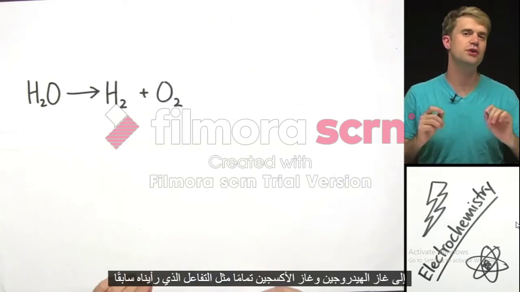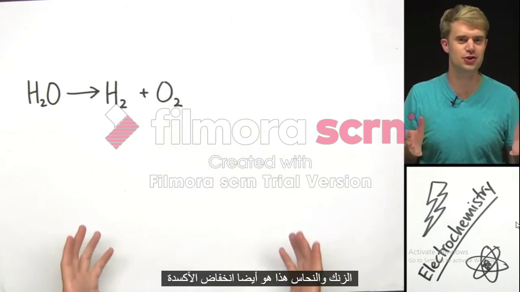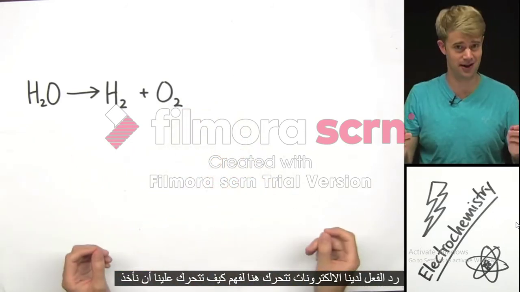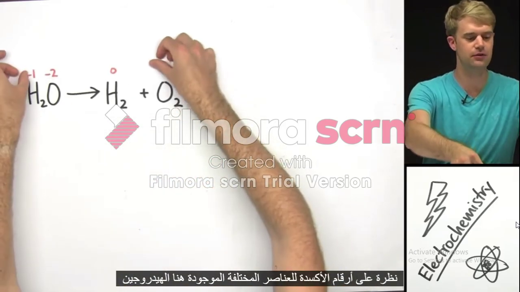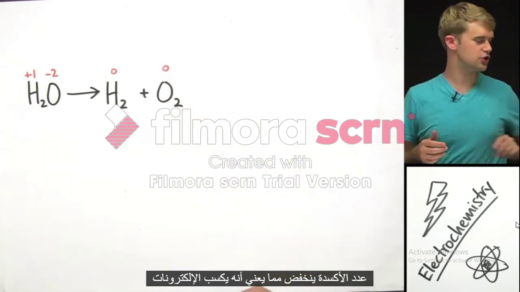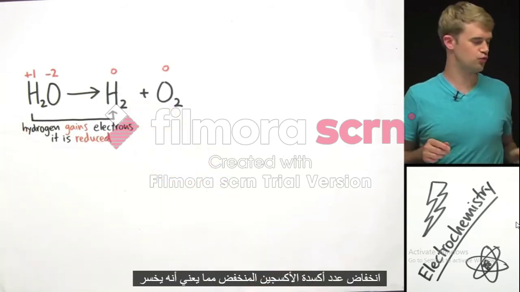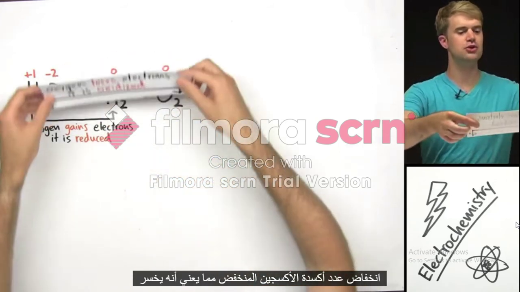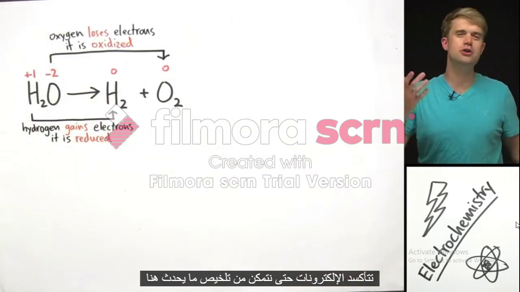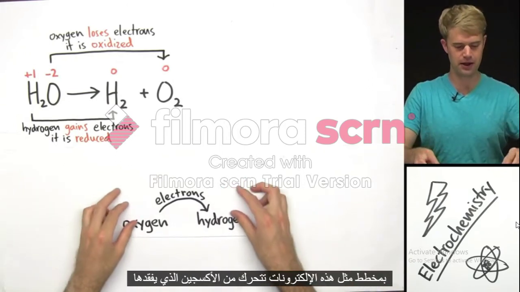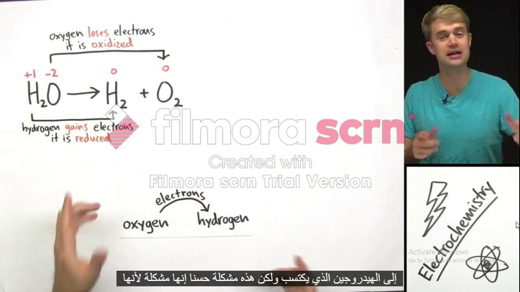Just like the reaction we saw earlier with zinc and copper, this is also an oxidation reduction reaction. We've got electrons moving here. To understand how they move, we have to take a look at the oxidation numbers for the different elements. Hydrogen's oxidation number is going down, which means that it is gaining electrons. It is reduced. Oxygen's oxidation number is going up, which means that it is losing electrons. It is getting oxidized. We can sum up what's going on here with a diagram like this. Electrons are moving from oxygen, which is losing them, to hydrogen, which is gaining them.